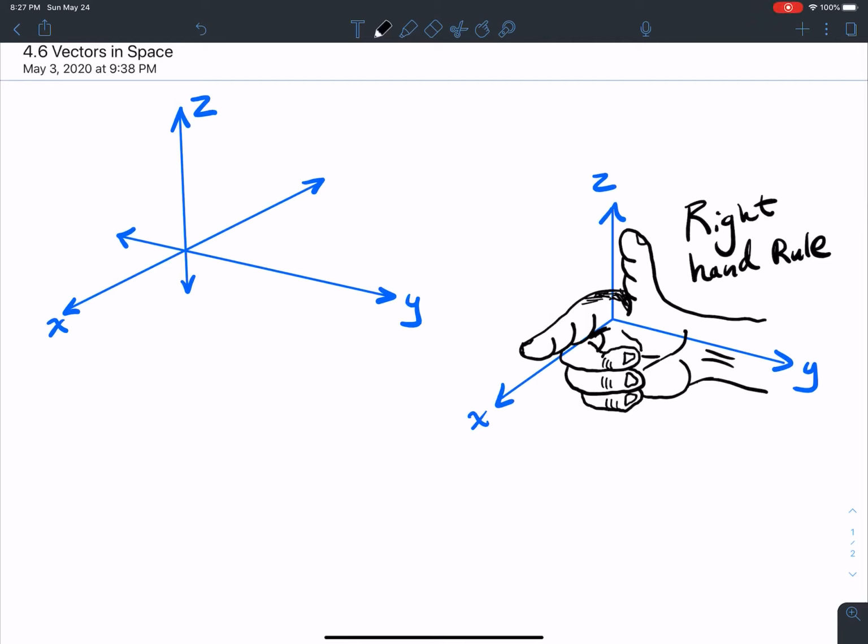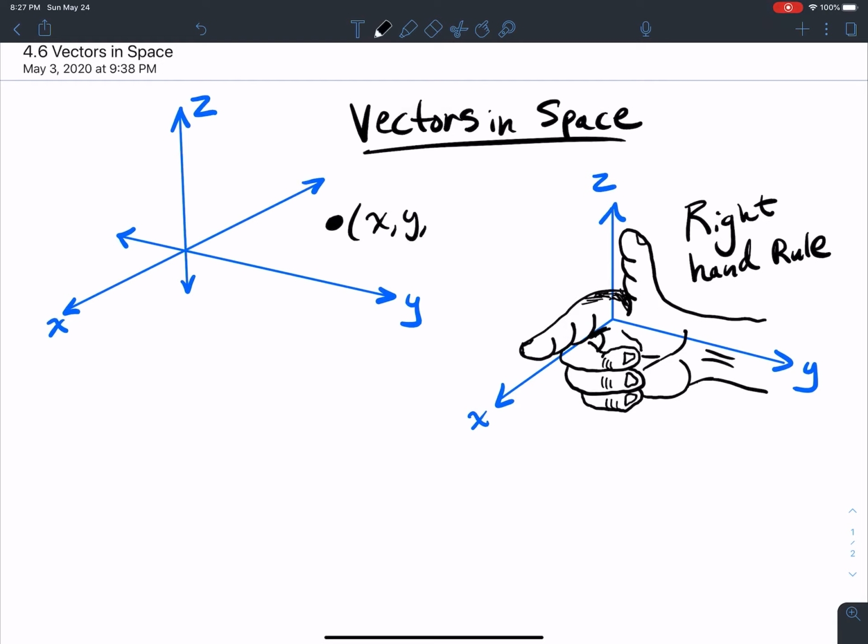So today we're going to talk about vectors in space. In the plane, each point is associated with some ordered pair, x, y. In space, each point is associated with an ordered triple. So a point in space is some point x, comma, y, comma, z. That is an ordered triple.